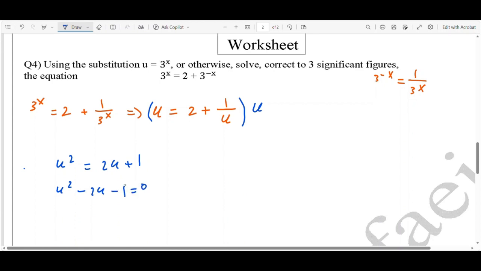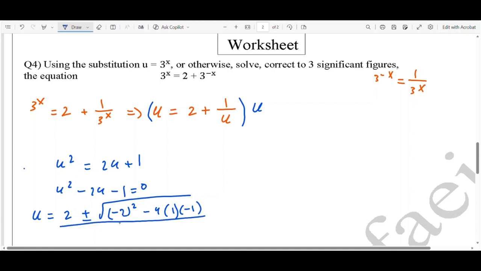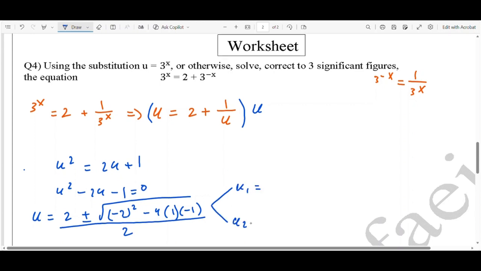I have to find the value of u. I'm going to use the general formula. It's a mathematical method. U equals 2 plus or minus, I have to show it to the examiner, the square root of negative 2 squared minus 4 by 1 by negative 1, all over 2. And I will have two answers, u1 and u2. u1 will be 1 plus root 2. u2 will be 1 minus root 2.